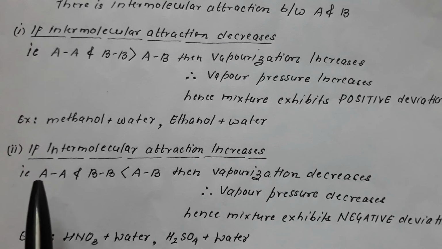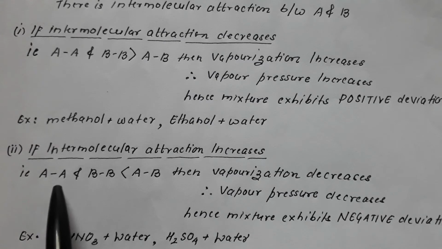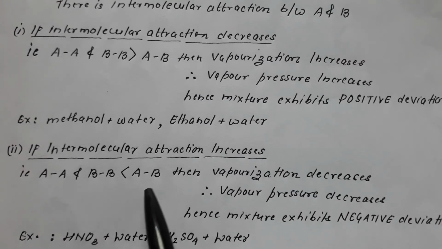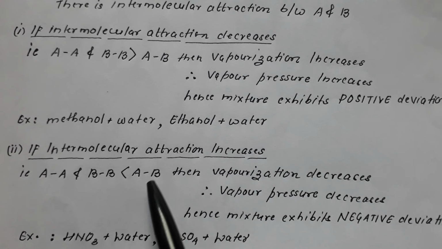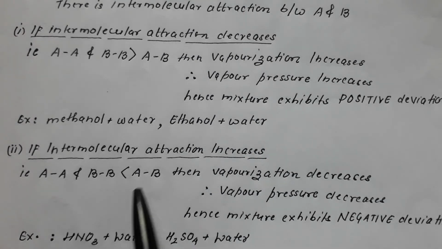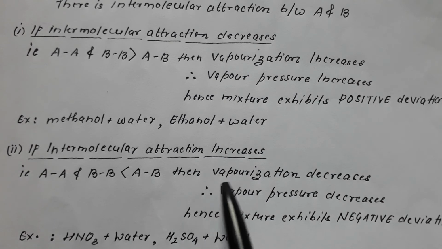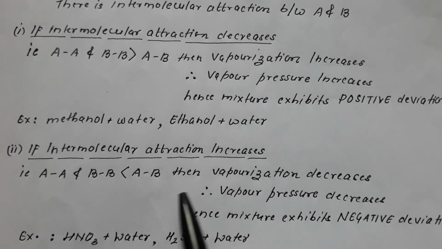We say if, on mixing two components, intermolecular attraction increases, that is, the intermolecular attraction between particle A and B is higher as compared to A and A, and B and B, then due to the increase in attraction, the substance will have lesser tendency to vaporize, that is, vaporization decreases.